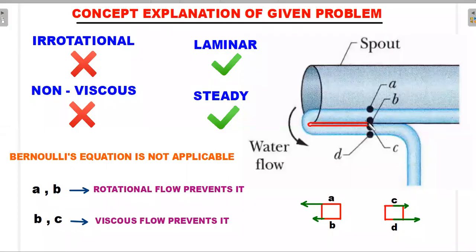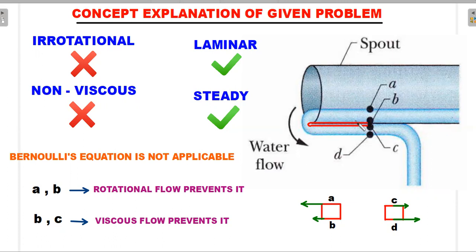So in our actual video here, it is going to be steady and laminar, but these two conditions are not valid. So Bernoulli's equation is not applicable between A and B points because rotational flow prevents it. As I said in the old video, we have already taken the point that only for irrotational flows, we can apply Bernoulli's equation across two different streamlines. So A and B are part of a rotational flow, so you cannot.